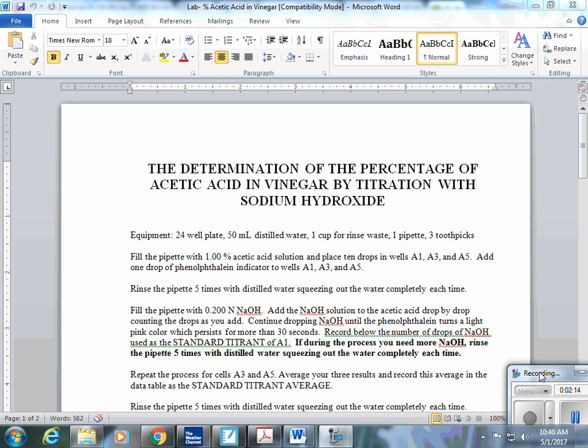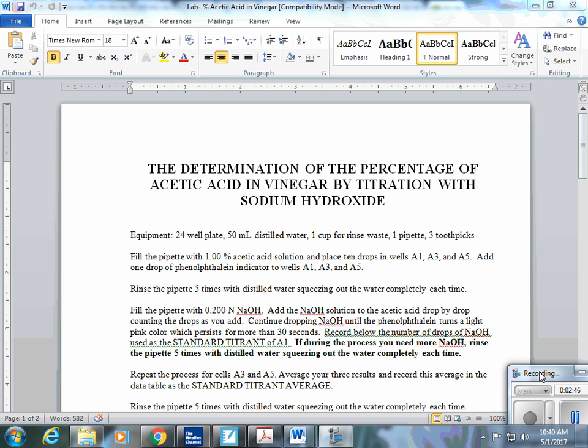You're going to add the sodium hydroxide drop by drop until the phenolphthalein turns the solution a light pink color. This light pink color should persist for more than 30 seconds. Okay, so you'll add a drop of sodium hydroxide, stir it with your toothpick. Add another drop, stir it with your toothpick. Keep adding drops, counting drops until it stays a light pink color for 30 seconds.